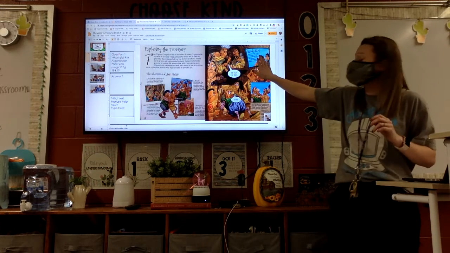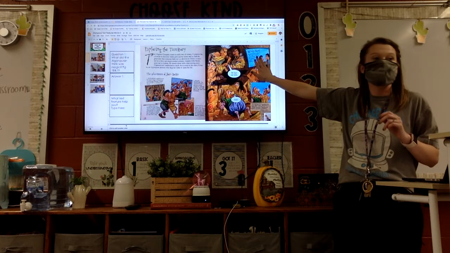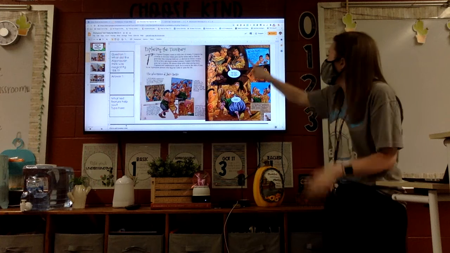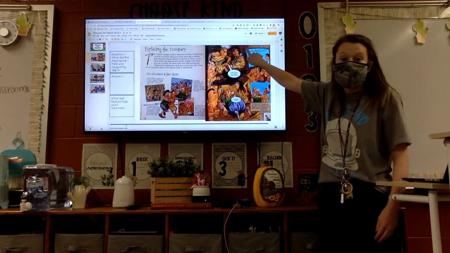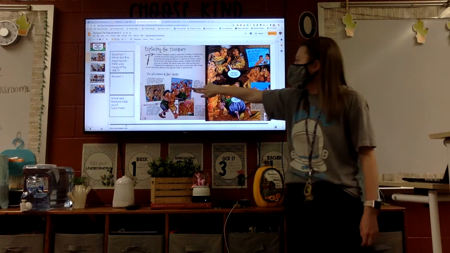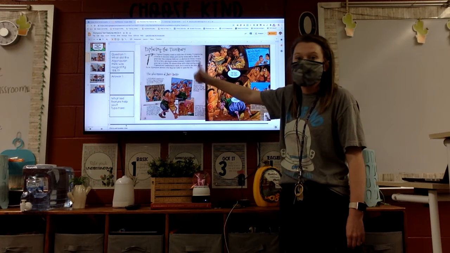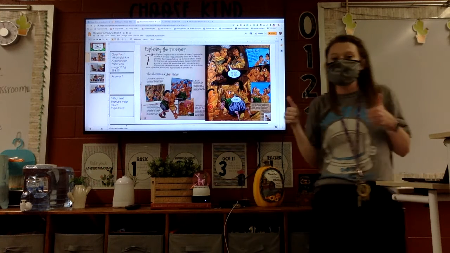You can call it a sidebar. They're also called what? Fact boxes. Both of those are correct. Remember, kiddos, when it is in a box by itself, it's a fact box. When it's off to the side from a picture or an illustration, it's a caption. Okay? Good job. Thumbs up when you're ready to move on.